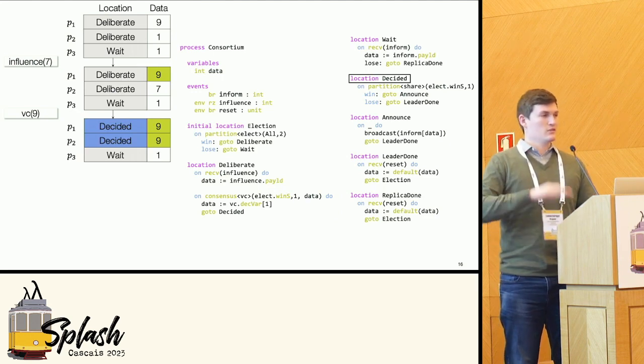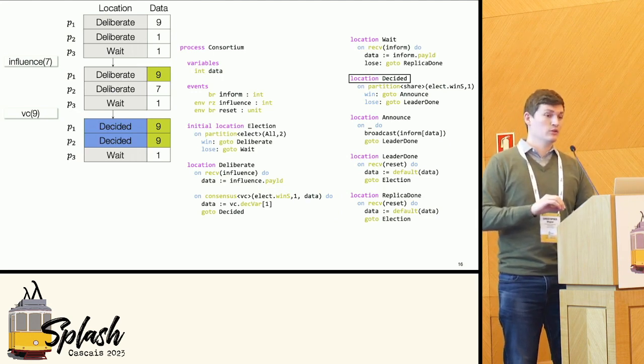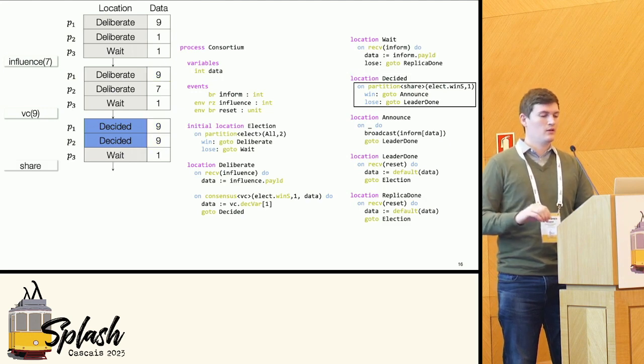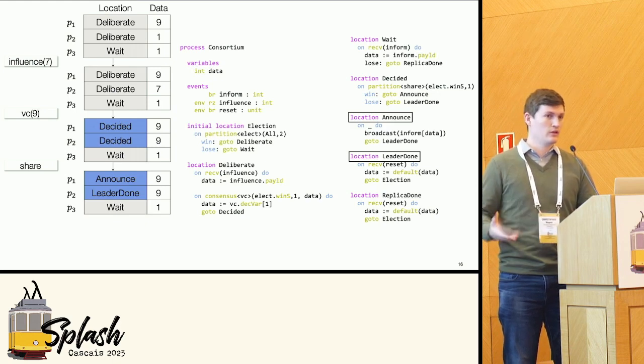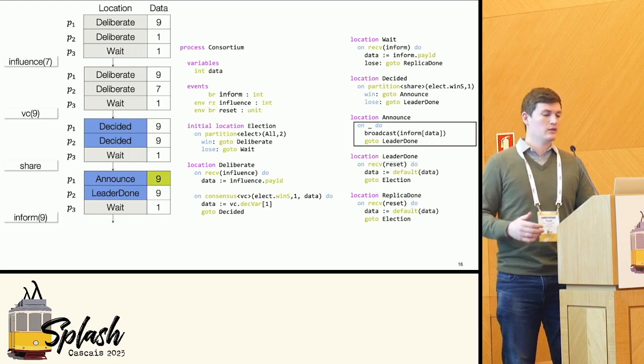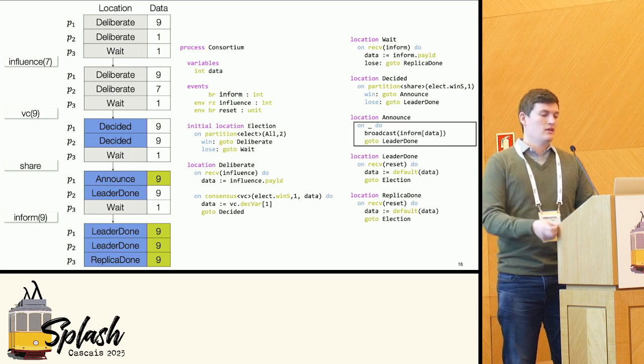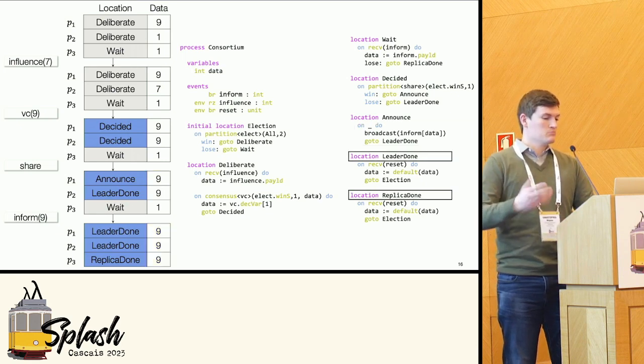After this, they're in the bounded region, so I've marked those locations in blue. And then one of them is elected to inform the other processes. In this case, it's P1 moves to announce, while P2 moves to the location later done. Finally, P1 sends the inform broadcast and the value 9. Everyone receives it and ends up in later done and replica done.